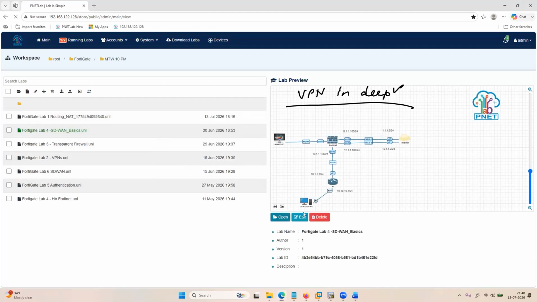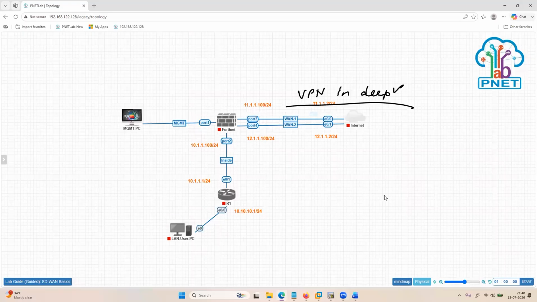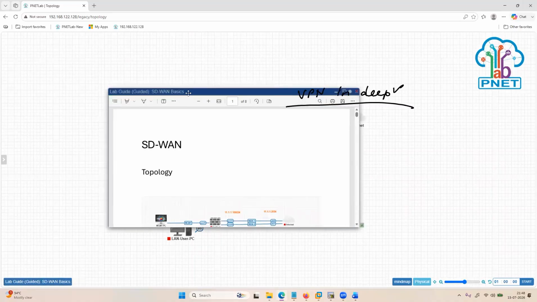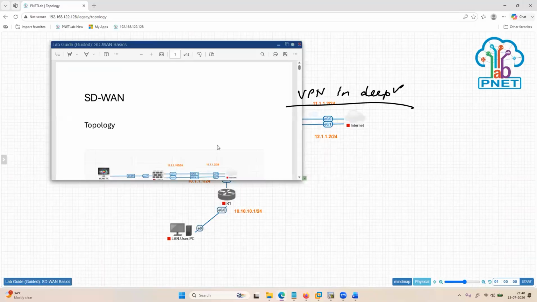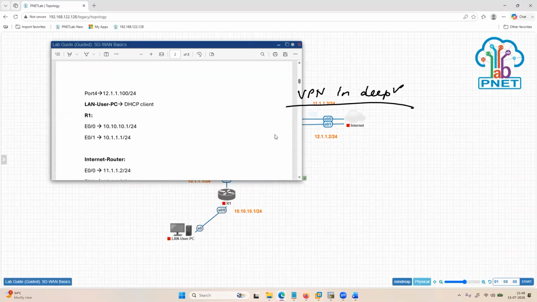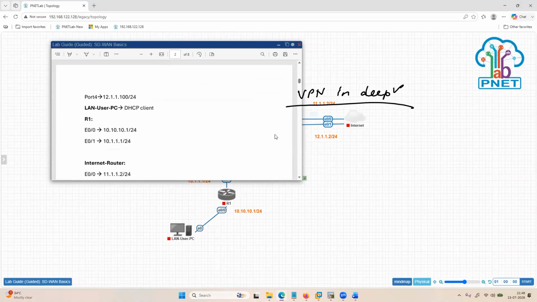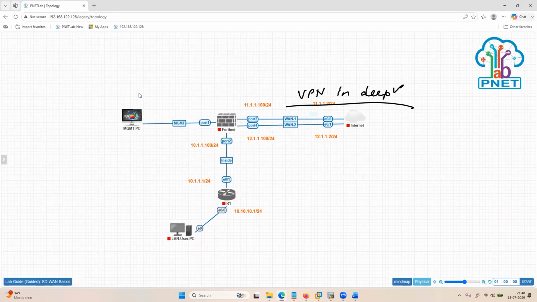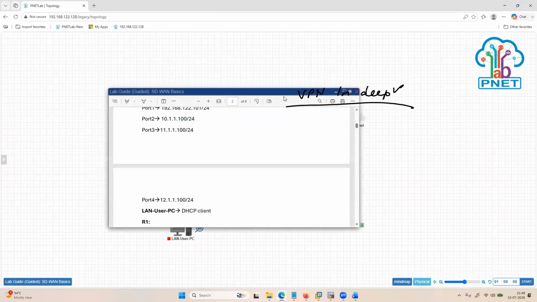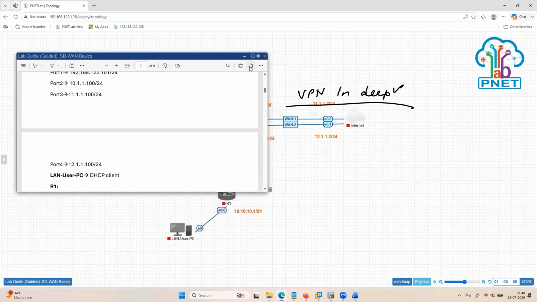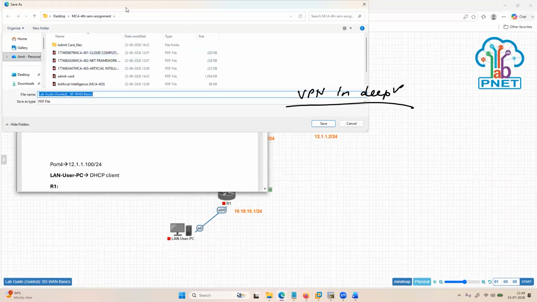After that, we are going to see the SD-WAN concept. Once you get the lab access that we are going to provide, you will see this at the bottom: lab guide, guided SD-WAN basics. Once you click on it, it will load like this. See, everything is already here. In the same way, it will show inside your lab. No need to go anywhere. Somebody is asking, can I download it? Yes, you can click on save and it will be downloaded. Getting it?